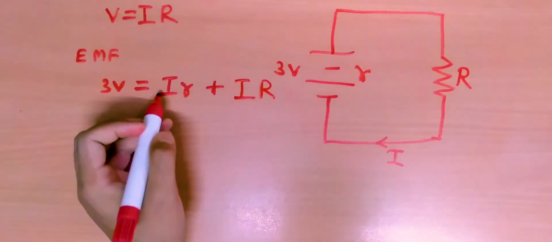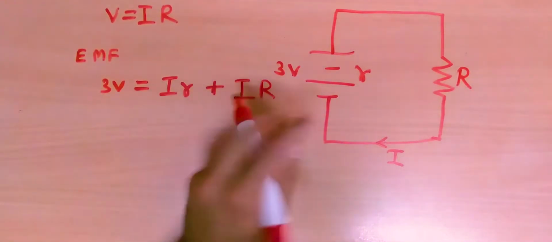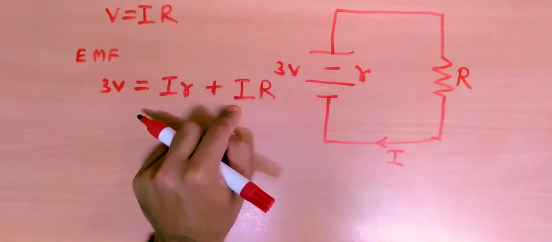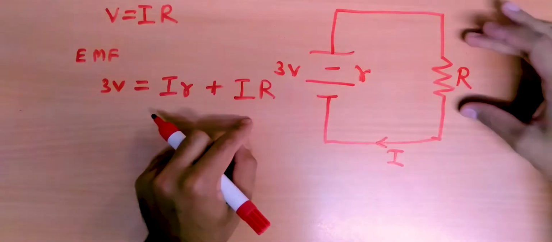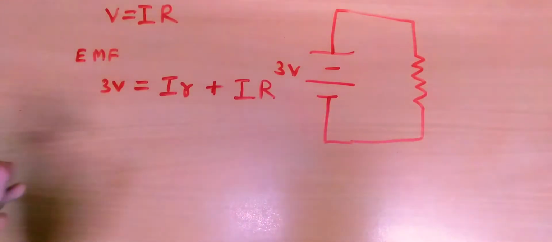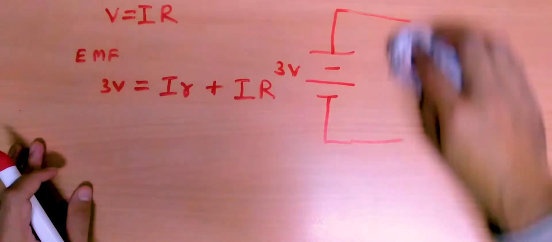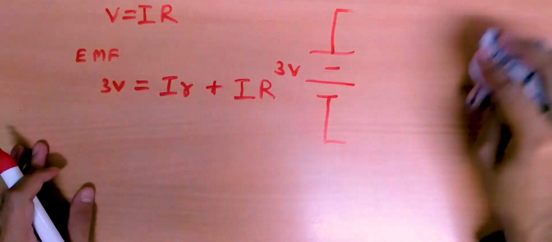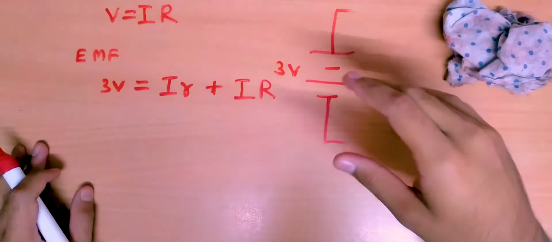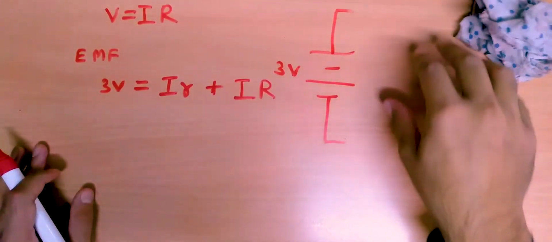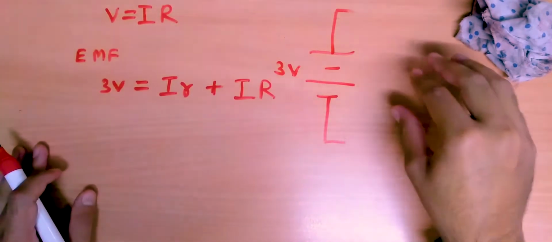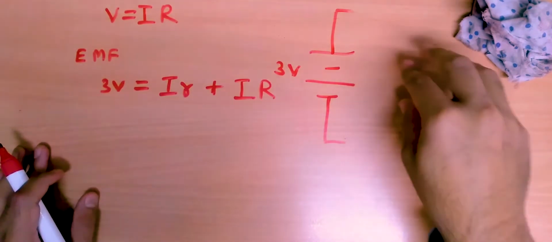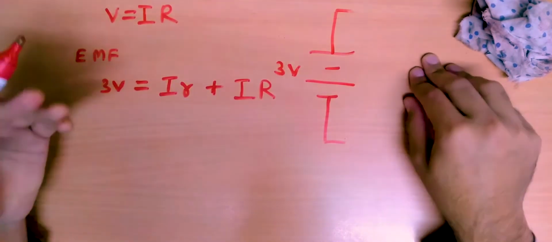So that is it. 3 volts equals I times the internal resistance of the battery plus I times capital R, which is the potential drop across the second resistor. Now let's say I don't connect the resistor to the battery, but instead I have this battery here and I leave the wires open. Let us say I want to connect some device that requires 3 volts of potential difference to function properly. Can I use this battery to power that device that requires exactly 3 volts?